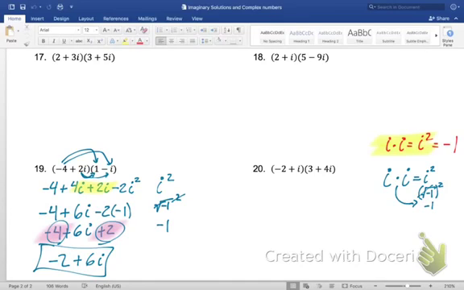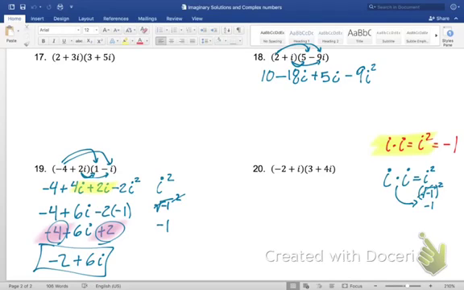I want you to do number 8, so take 3 seconds, pause the video, and do number 8. I'm going to go over it in 5, 4, 3, 2, 1. 2 times 5 is 10. 2 times negative 9i is negative 18i. i times 5 is plus 5i. i times negative 9i is negative 9i squared.